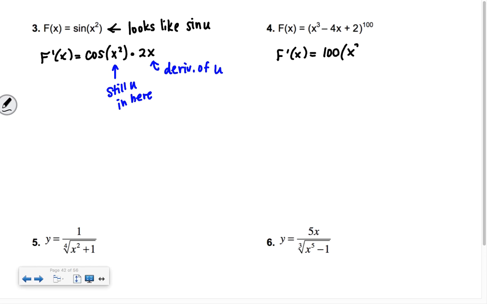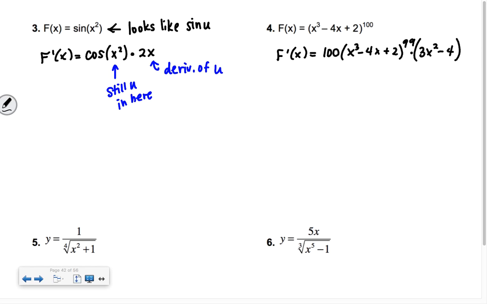100 x cubed minus 4x plus 2 to the 99 times. Okay, so the way that I've written it right now, everybody look up here, would be incorrect. You would get this wrong on the AP test. You need those parentheses. So you need to multiply by the entire derivative of u. Does that make sense? Because otherwise you're just multiplying the 3x squared by that first part. There's not much you can do to clean this one up, so I would just leave it like that. Okay? How about you guys try number 5?